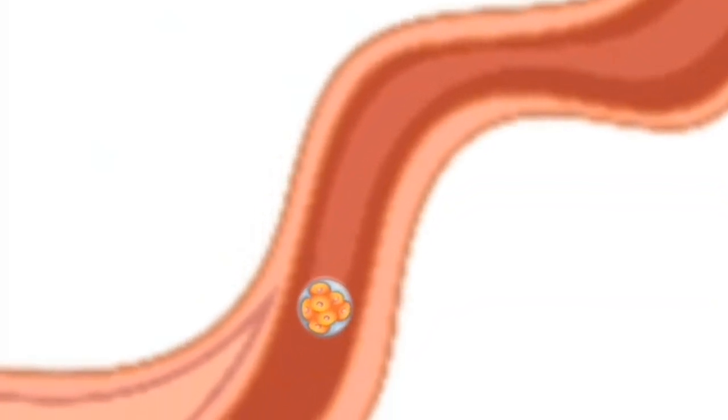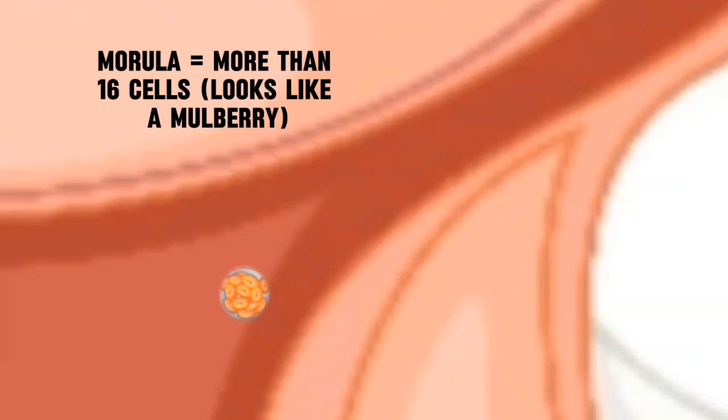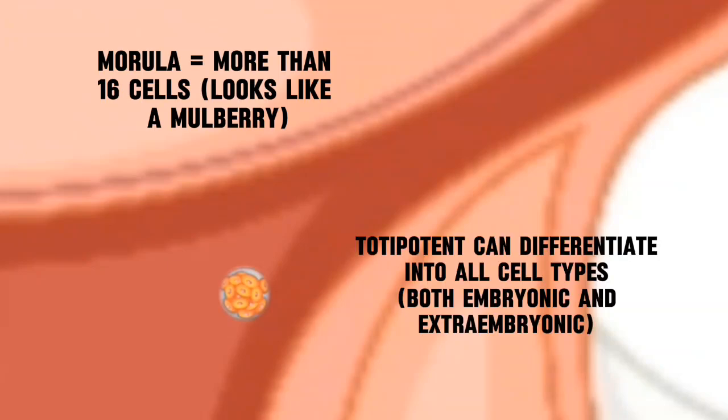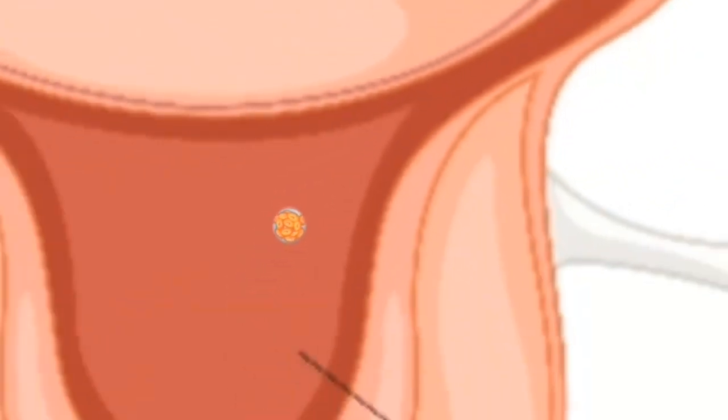After about 3 days, the conceptus arrives in the uterus. It now contains about 16 cells, and it is also called a morula. Cells of the morula are totipotent. They are capable of differentiating into all cell types, both embryonic and extra-embryonic. The morula continues to divide while floating freely in the uterus for several more days.